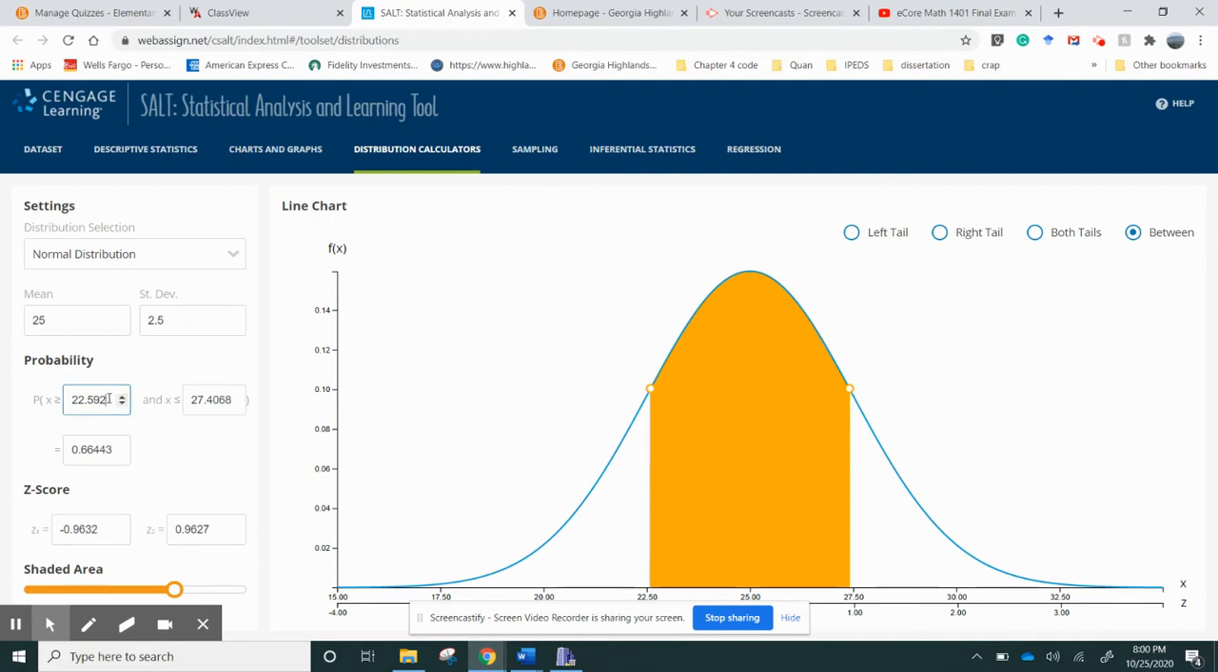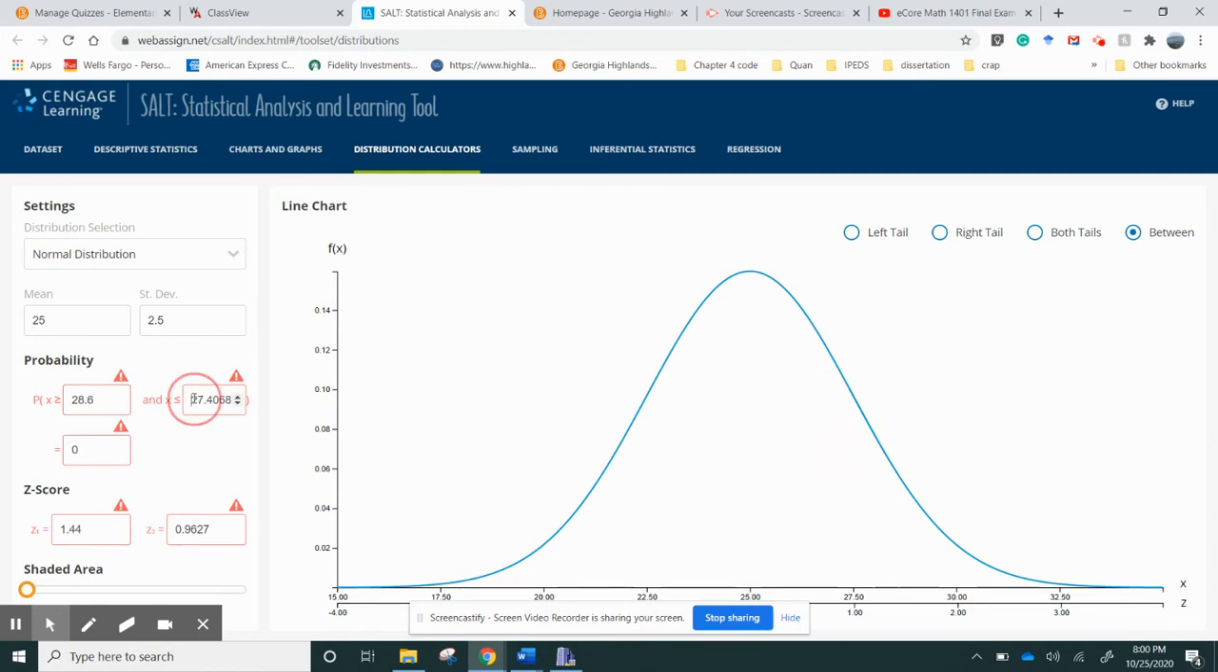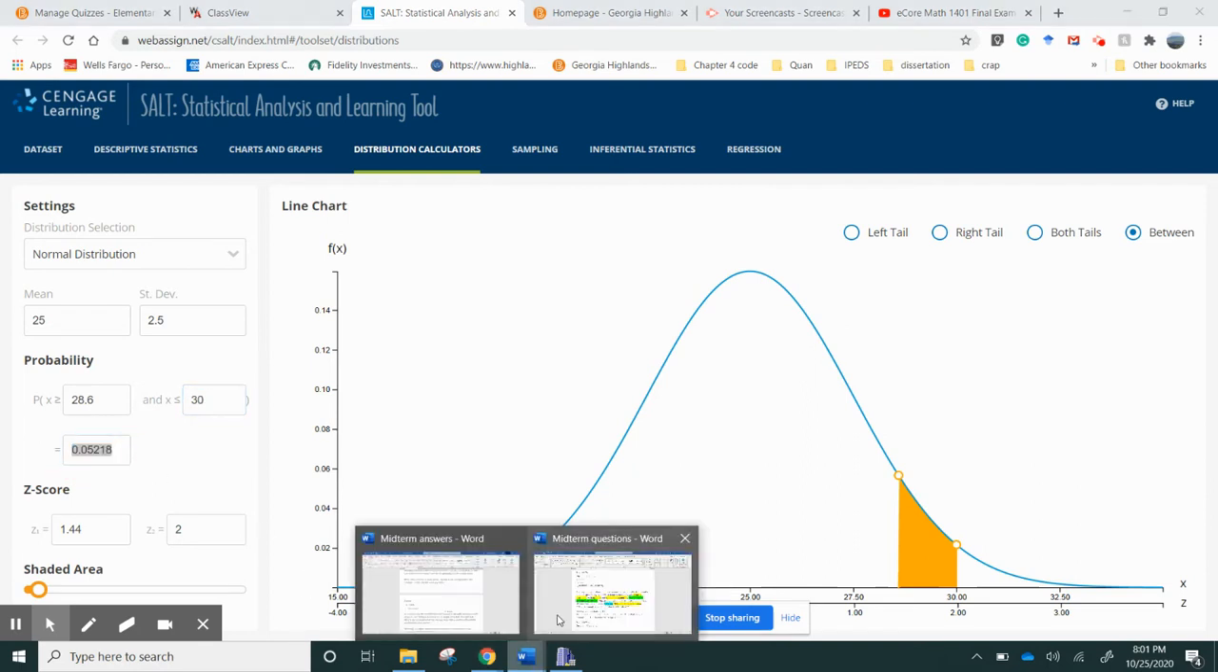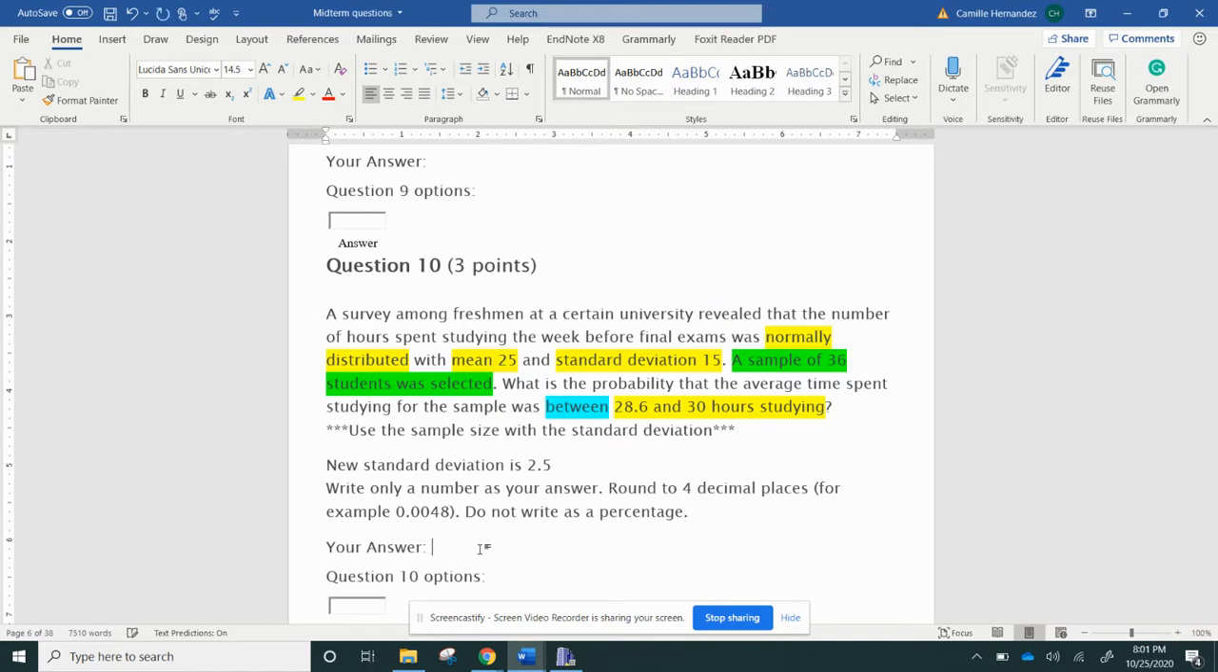So 28.6, and then I want to do this for 30. Okay, so then I get this. So I'm looking at this little area right here. So it's only 0.05218. So I'm going to take this and I'm going to put it here, and that is my answer.